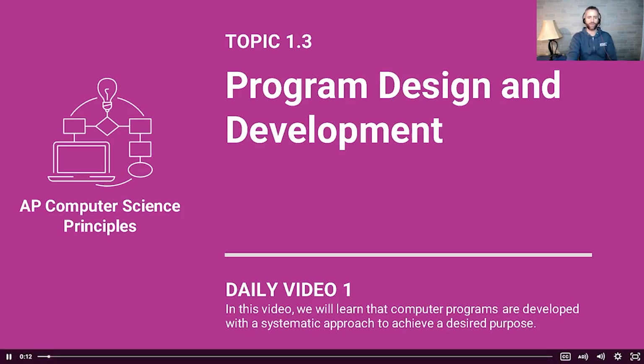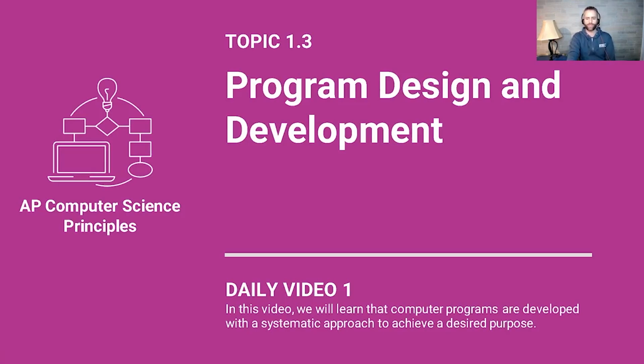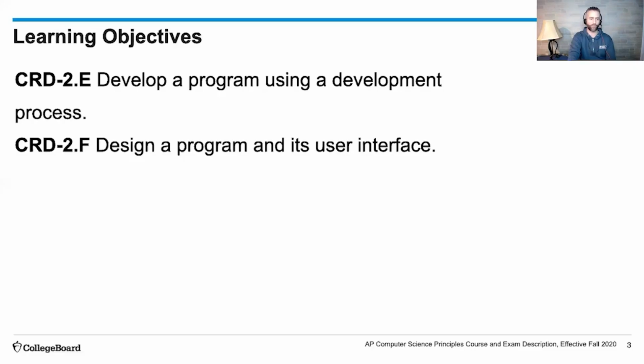All right, so this video is on topic 1.3, program design and development. In this video, we'll learn that computer programs are developed with a systematic approach to achieve a desired purpose. So specifically, what are we going to learn? Well, there are two learning objectives: to develop a program using a development process and to design a program and its user interface. All right.